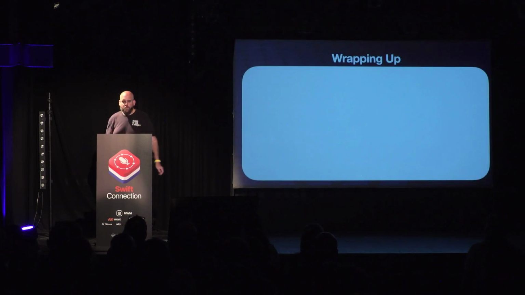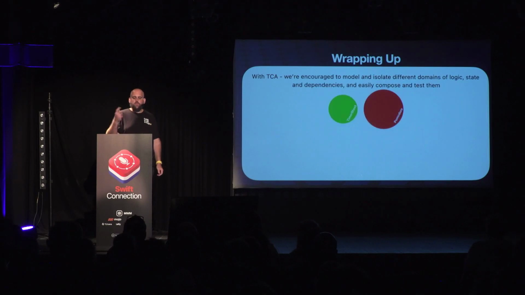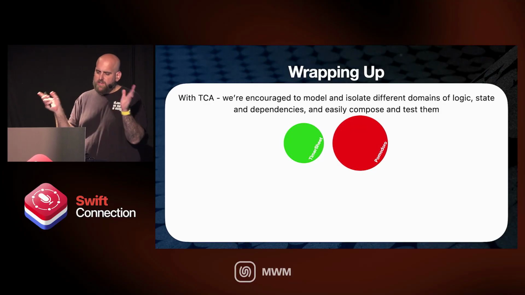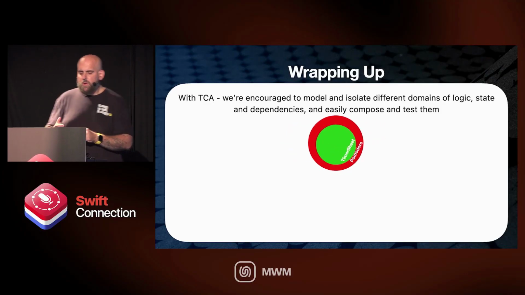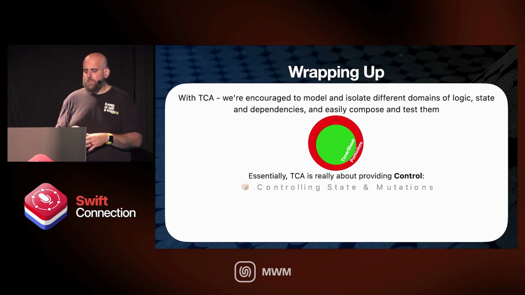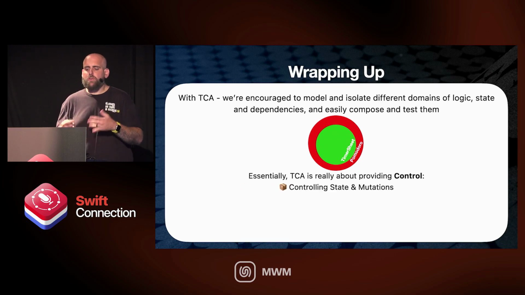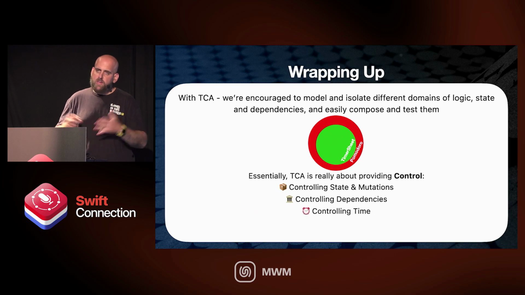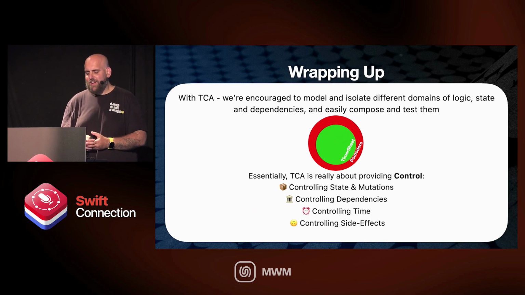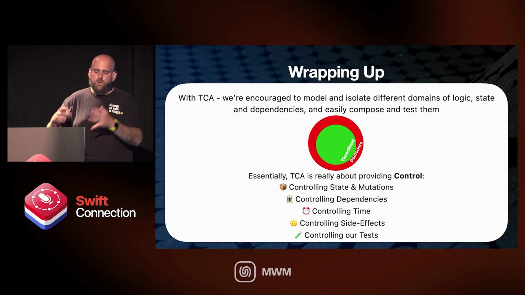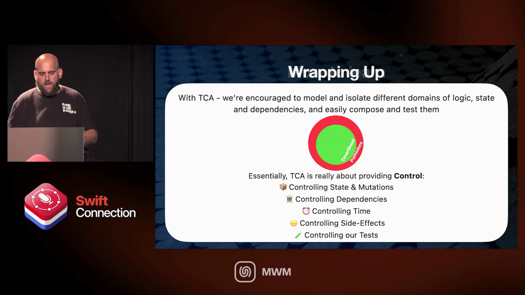A few wrapping up notes. So with TCA, we're encouraged to model and isolate these different domains and then put them together when we need to. And it's really about providing us with some sort of control. So we need a way to control our state and mutations, our dependencies, time, and of course, our side effects and our tests. So we can control each of these things very simply with that API.